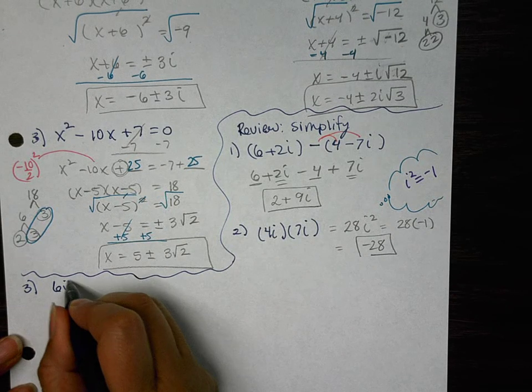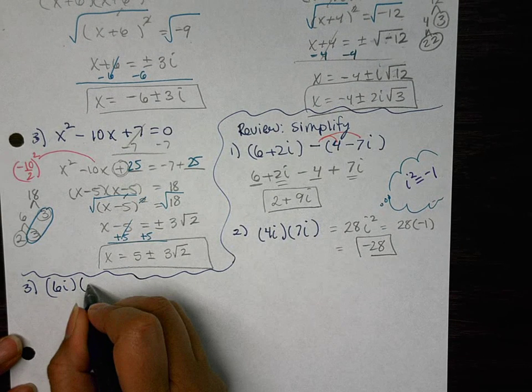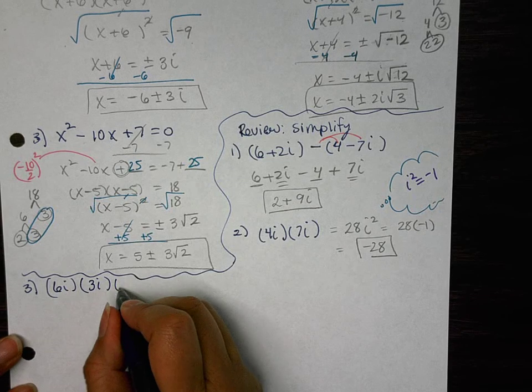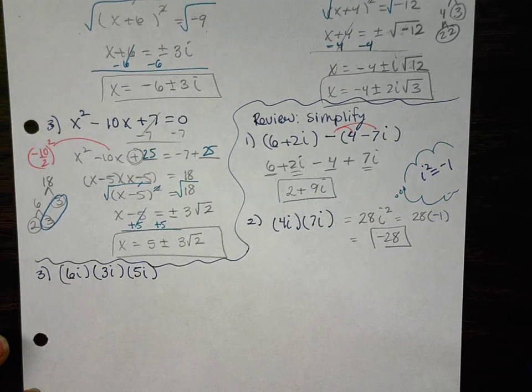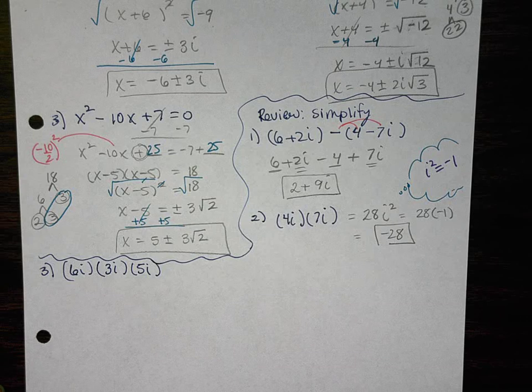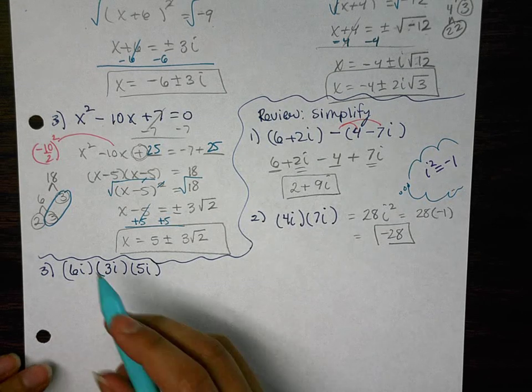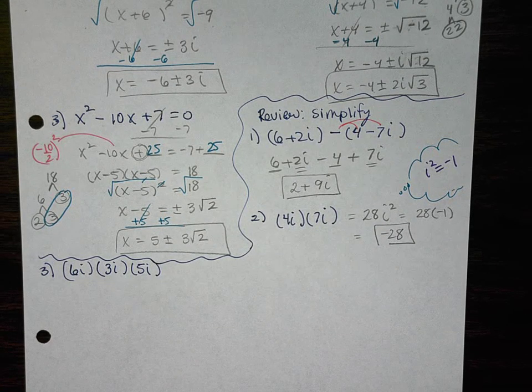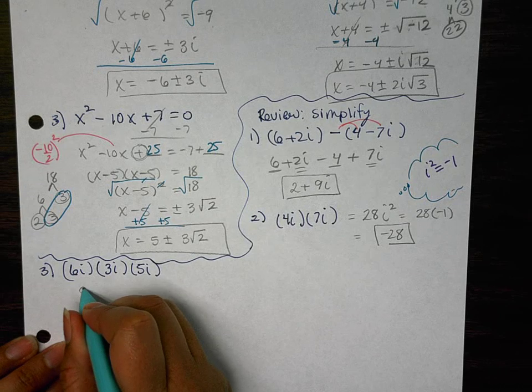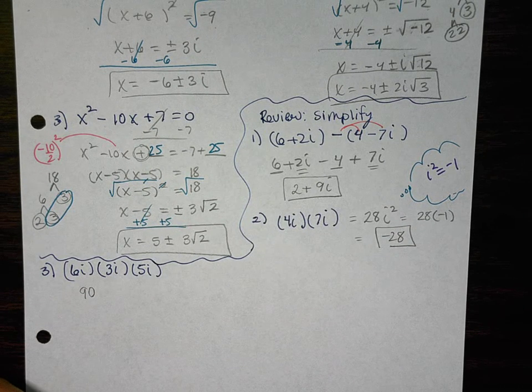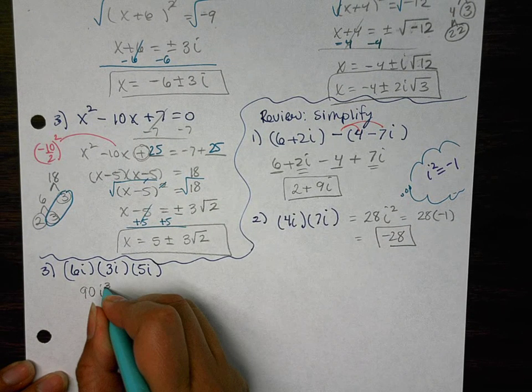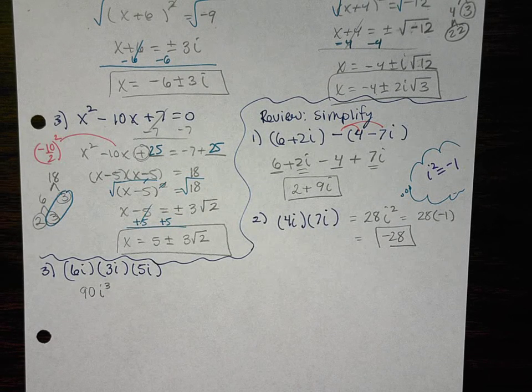Number 3. 6i times 3i times 5i. Six times 3 is 18. Does anybody know what 18 times 5 is? 90. And it's 90 what? i cubed. Is it okay to leave your answer as i cubed? No.